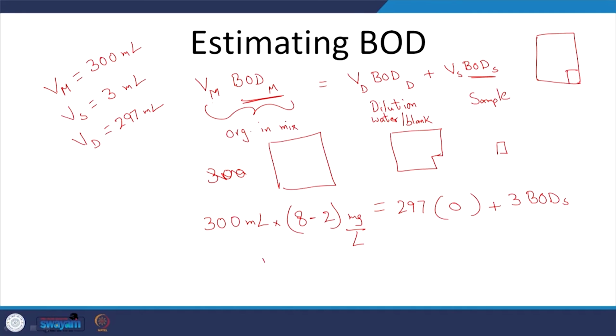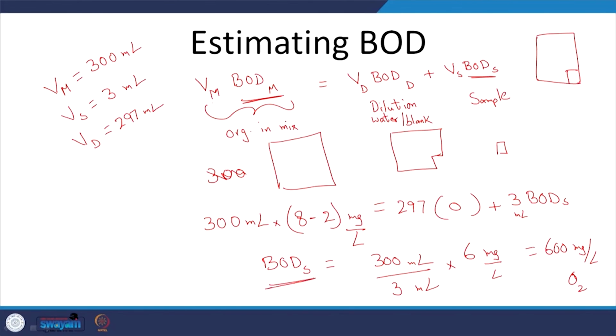So, the BOD of the sample or the actual wastewater is going to be equal to, this is again in ml so I do not need to change the units, 300 ml by 3 ml into 8 minus 2, 6 milligrams per liter of oxygen. Here it is 100, so it ends up being 600 milligram per liter of dissolved oxygen in terms of oxygen demand. So, the BOD of the sample is equal to 600 milligram per liter.